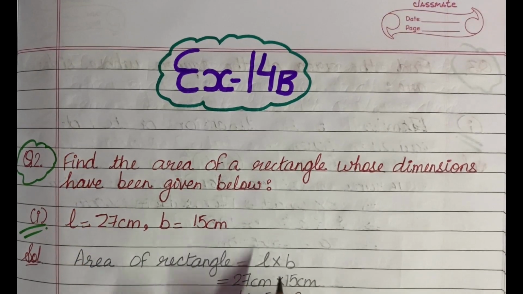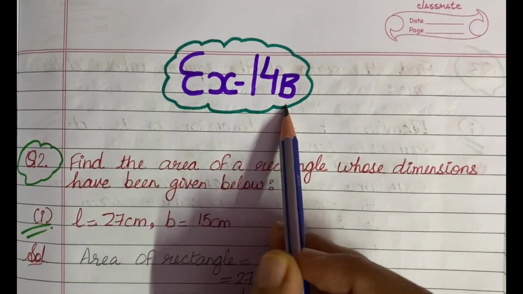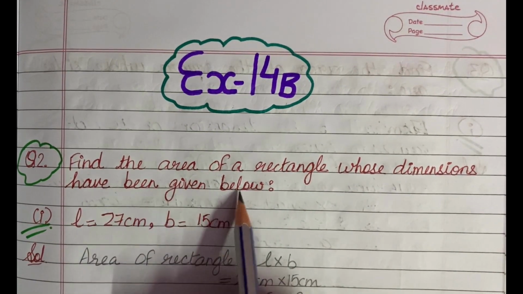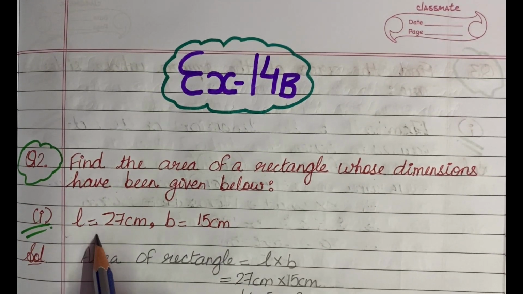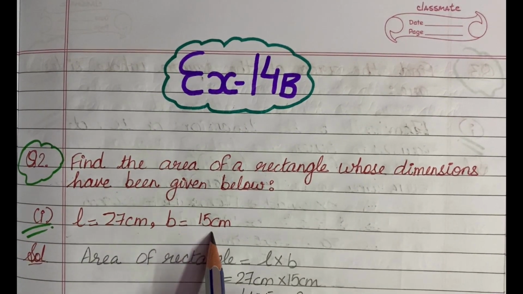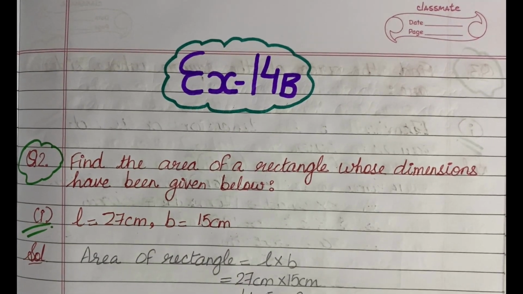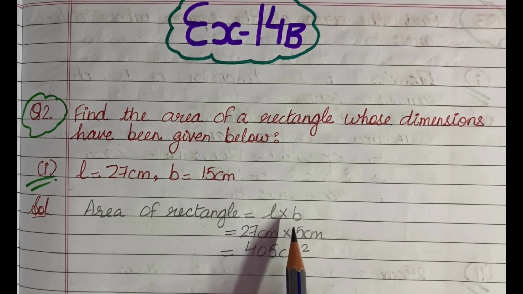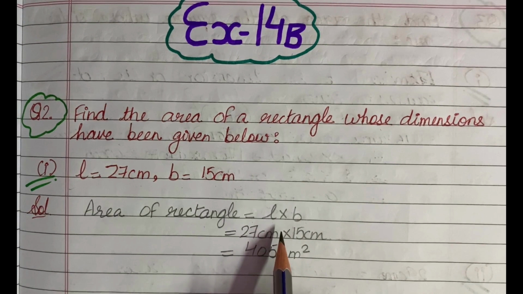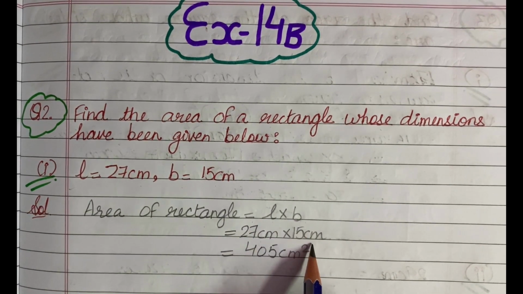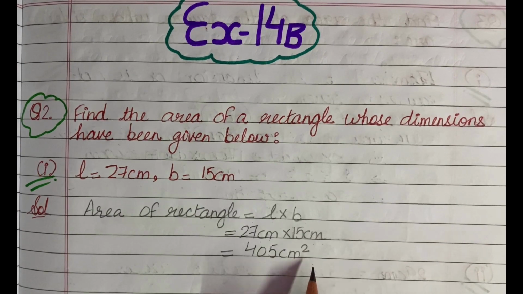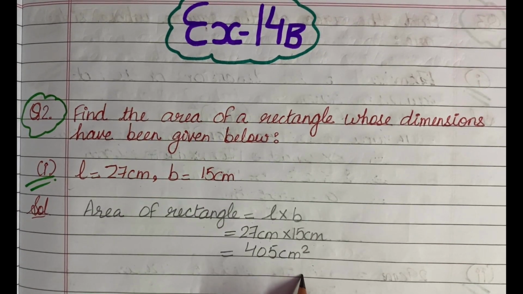Now question number 2 of exercise 14B says: find the area of a rectangle whose dimensions have been given below. The first part is L equals 27 centimeter and B equals 15 centimeter. Now students, you know that area of a rectangle is equal to L multiplied by B, that means length multiplied by breadth. Here L is 27 centimeter and B is 15 centimeter, and on multiplying 27 centimeter and 15 centimeter, we will get 405 centimeter square as the area. Hopefully it is clear to you.